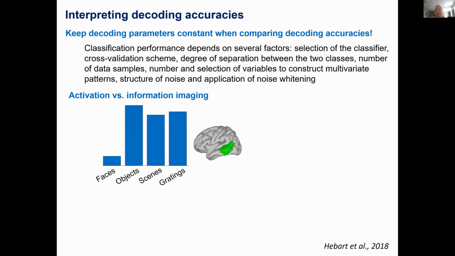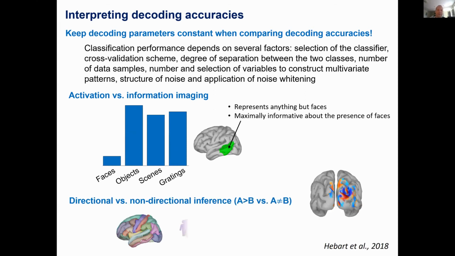So for example, here, consider the case that you have a brain region that responds strongly to everything other than faces. So clearly everything is represented other than faces, but if you were to use a classifier, you would actually see that it best decodes faces from everything else. So interpretation is also a critical issue here. And further, we cannot have directional statistics, meaning we cannot say brain activity is stronger in one case than another one. We can say information is stronger in one case than the other one, but not brain activity itself.